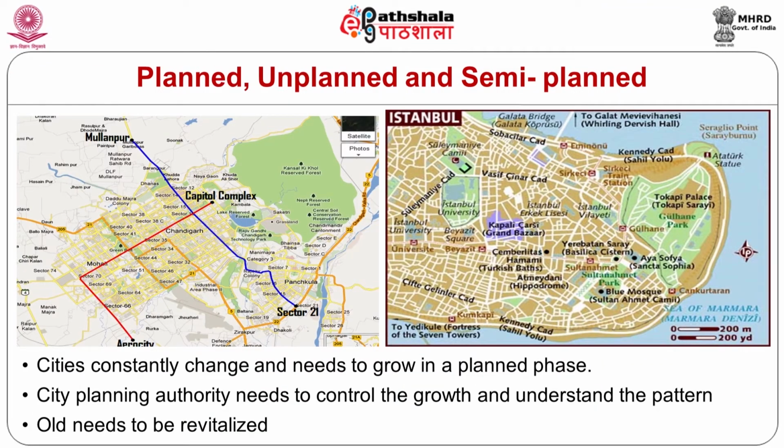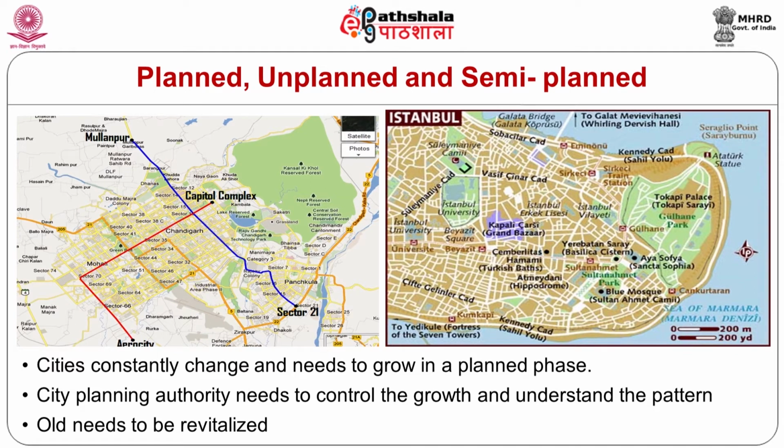Now, we talk about planned, unplanned, semi-planned cities. The cities constantly are living organisms and constantly are adhered to change. It grows in a planned or phased manner, but sometimes the planners do not have adequate time to reach out to the unplanned portions. So, if a city is a center of economics and tends to have a lot of growth all around, it could completely change and transform the periphery or the suburban parts of the planned city. Here, the city planning authority needs to control the growth and understand the pattern of growth, and the old parts of the city need to be revitalized in the process.